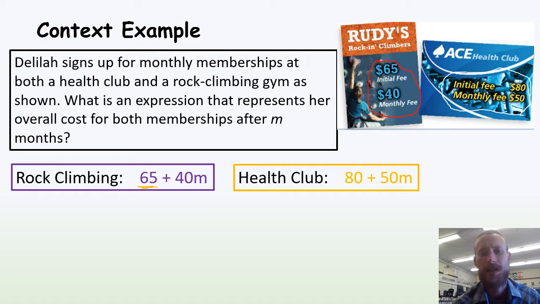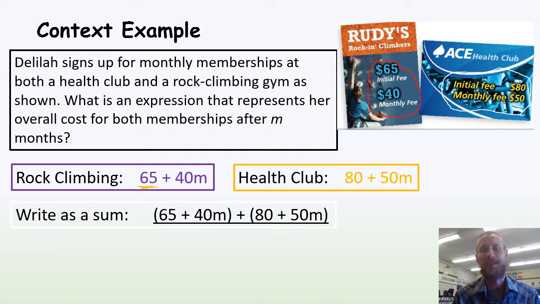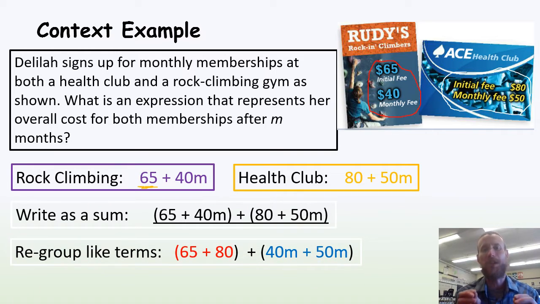Health club, very similar. We've got that initial charge, $80 upfront, and then $50 per month. So they come in these 2 sets. One that's fixed, constant term, one that's variable per month. Adding them together is what we want to do next. So we're writing this as a sum. We just have the rock climbing on the left, the health club on the right. We want to rewrite those. So the upfront charges, $65 and $80, those become a group. We're going to add those 2. And then the monthly charges, $40 a month and $50 a month. Add those together. Makes sense, right?